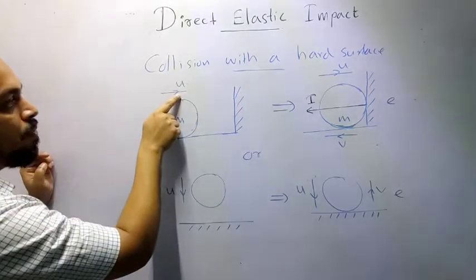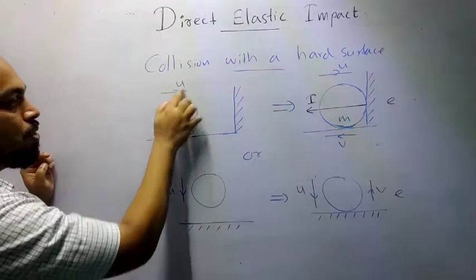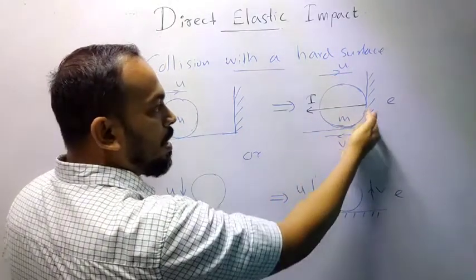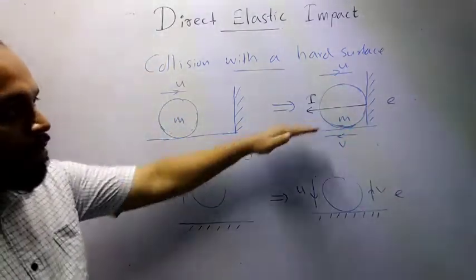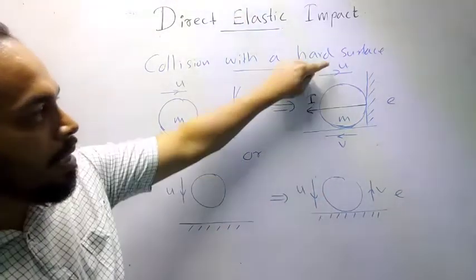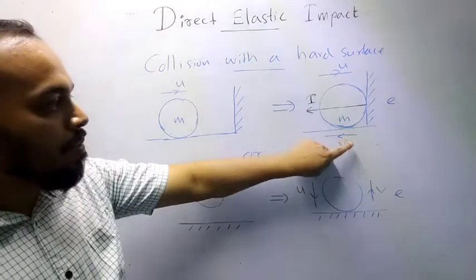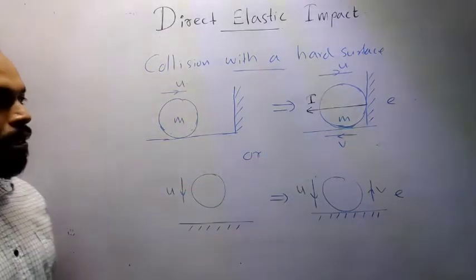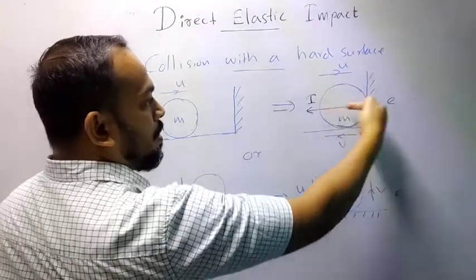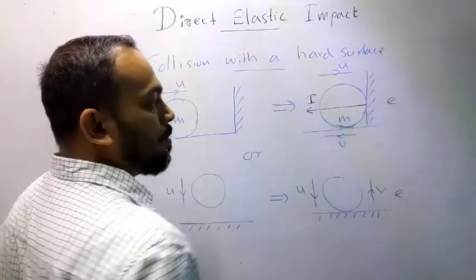Before that, the initial velocity of the ball is u and the mass is m, and when it hits the surface there will be an impulse. This impulse is able to change the momentum of the ball. Initially the velocity was u, and the final velocity is v now. Notice here that I have only mentioned the impulse in the direction of the ball.